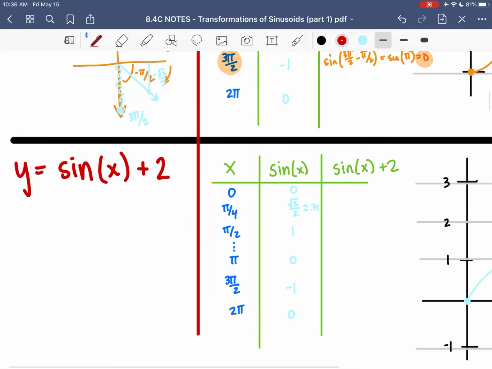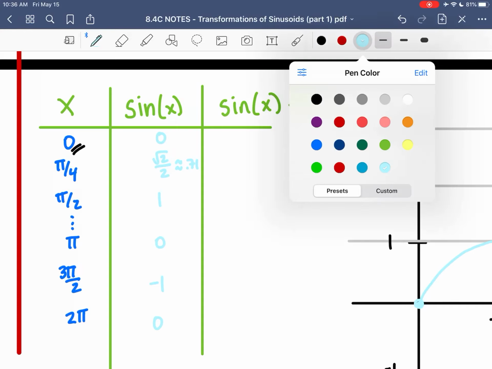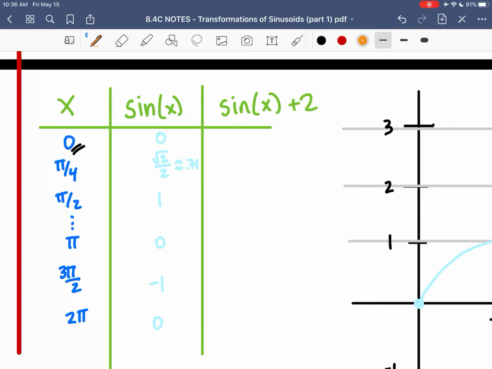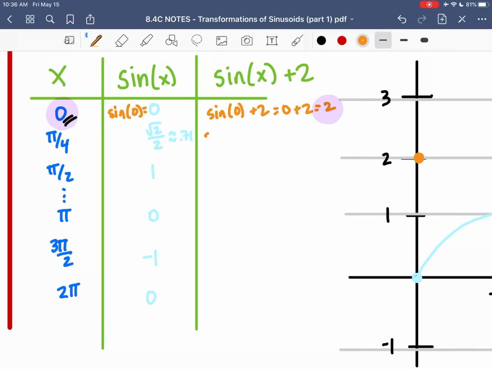You might be able to guess what's going to happen based on other transformations that we've done. I have my regular sine here, so let's see what happens. Sine of x plus 2. When x is 0, I have sine of 0 plus 2. Well, this is sine of 0, because of my table, so this is just 0 plus 2, which is just 2. So I should have the point 0, 2. Bam, right there. Cool.